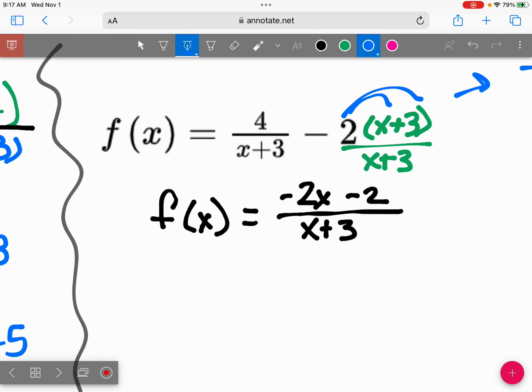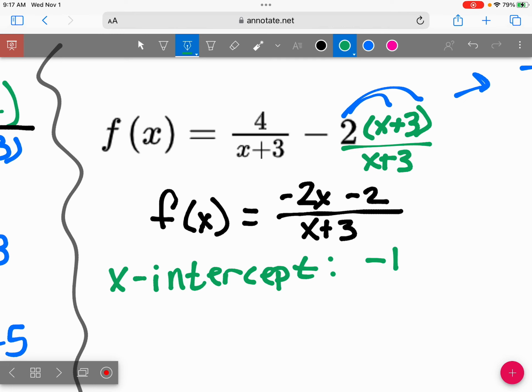So let's find our x-intercepts. Our x-intercepts are the zeros of the numerator. What I did is green. X-intercept. What is the 0 of our numerator? Because we add 2 and then divide by negative 2. So our x-intercept is negative 1. And we only have 1.